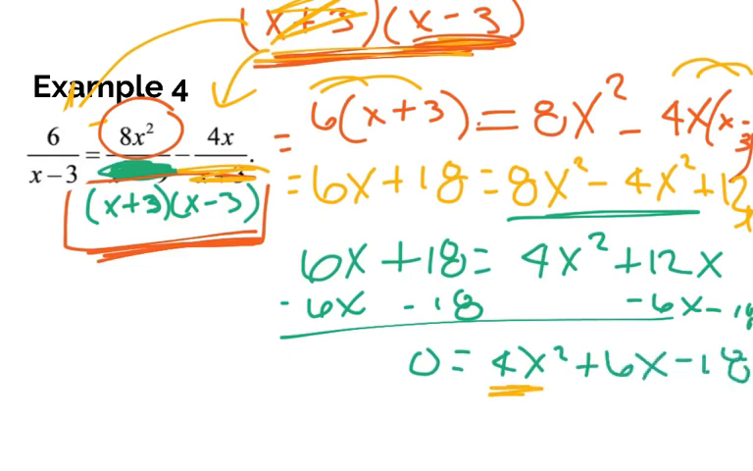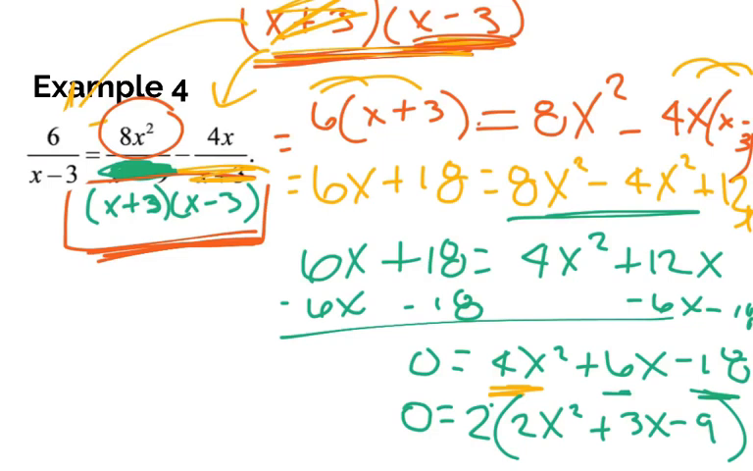Unfortunately, this is not a leading coefficient of 1. It's 4. And I can't divide all of these by 4. But notice what I can divide by is 2. So let's do that. Let's take a 2 out, and I'll have 2x squared plus 3x minus 9. And now this will be a little bit easier to factor than if the leading coefficient was 4.